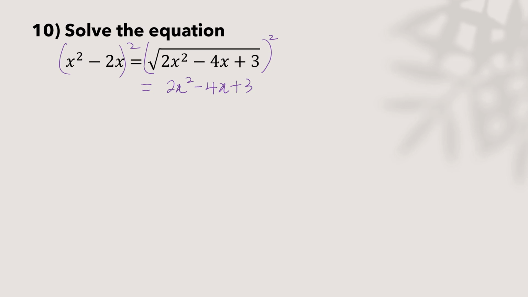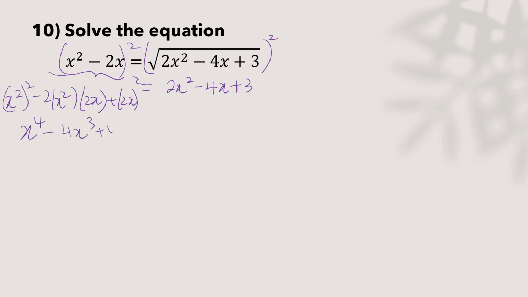And then this guy here, you may not want to expand it, because if you expand it using your algebraic identity, you end up getting, let me do it, and then you will see how complicated it will become. You end up getting x to the power 4 minus 4x cubed plus 4x squared equals 2x squared minus 4x plus 3. And then you end up getting rather complicated equations with x to the power 4.